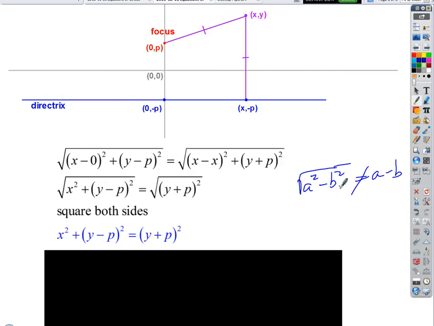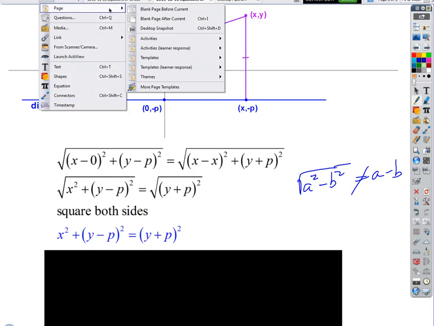This is worth spending just a second on, because I think this is a real common source of confusion.